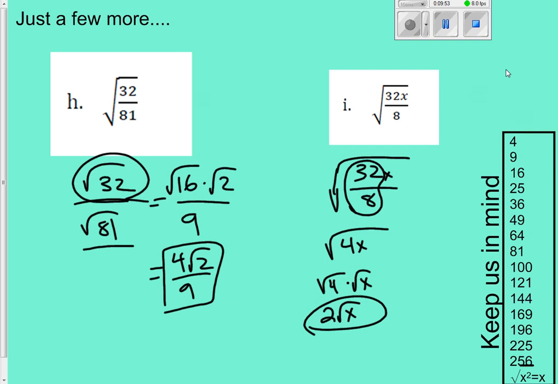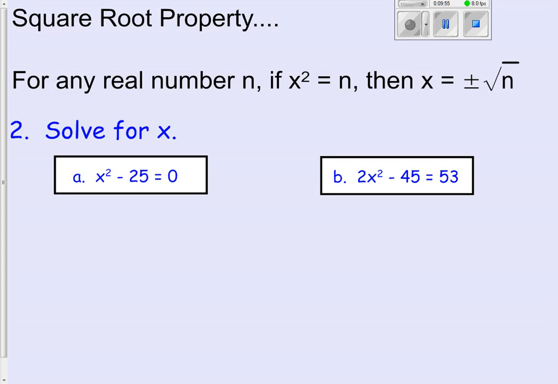Now I'm hoping you're starting to see that it's a good idea to start looking to simplify if you can, before you start dealing with the square root. So for any real number, if x squared equals n, then I've technically got two solutions, plus or minus. So let's solve using square roots.